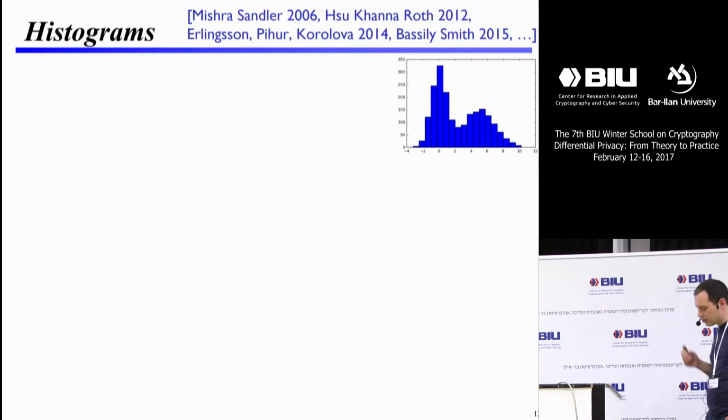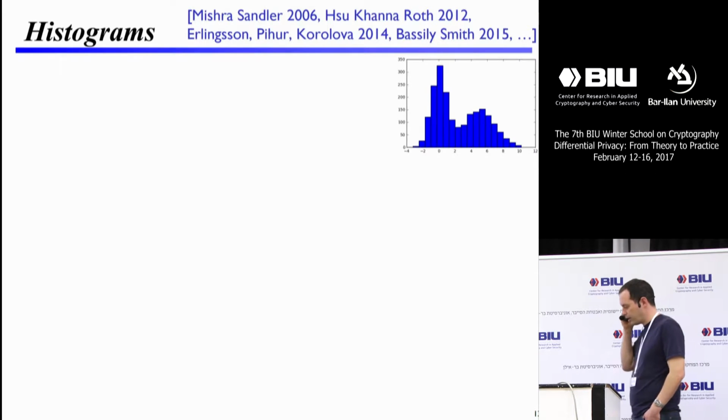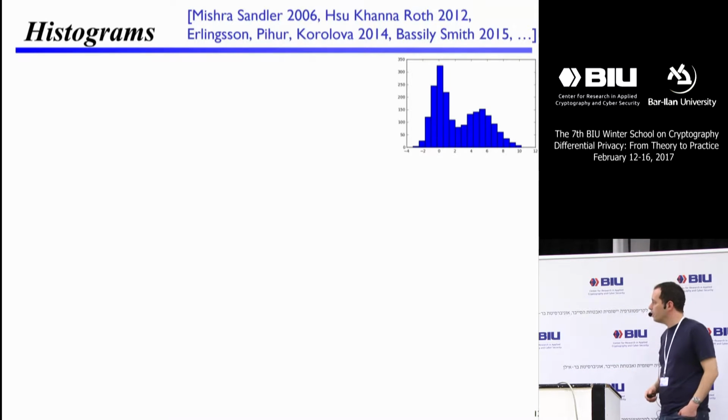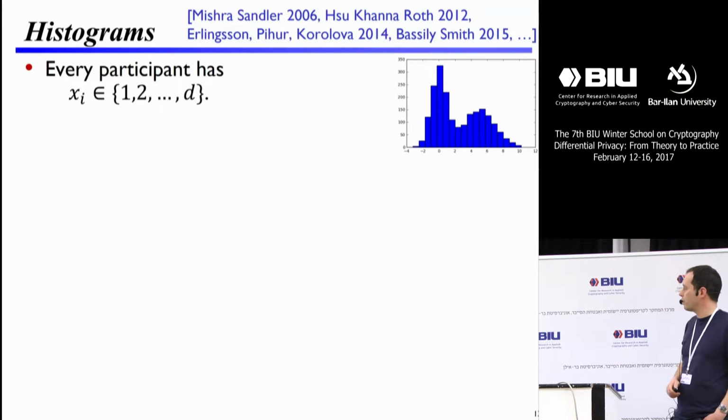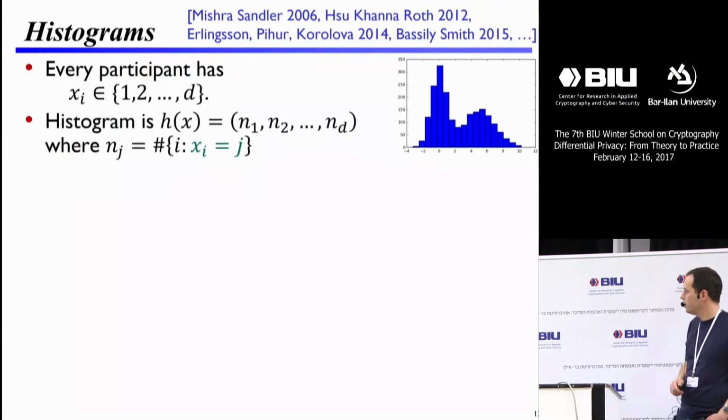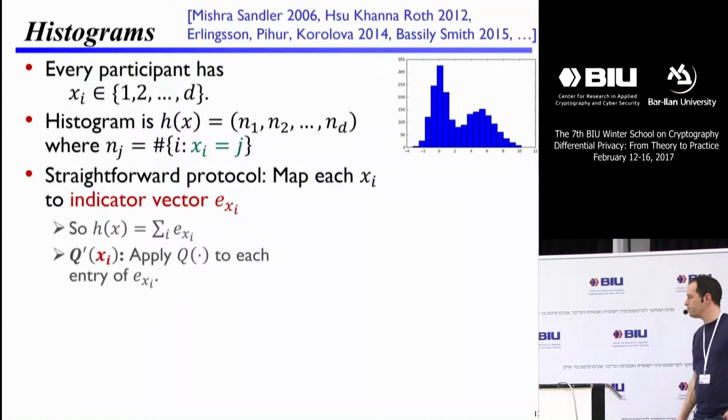Okay, so histograms in the local differentially private model actually have been studied a lot. Not surprisingly, constructing histograms is just a very basic problem. So again, what's our model? Every participant has a value that's a number between 1 and d, which corresponds to which bin they fall into. And the histogram is simply the vector of counts for those bins. So n sub j is the number of people whose value is exactly j, or people in the jth bin.